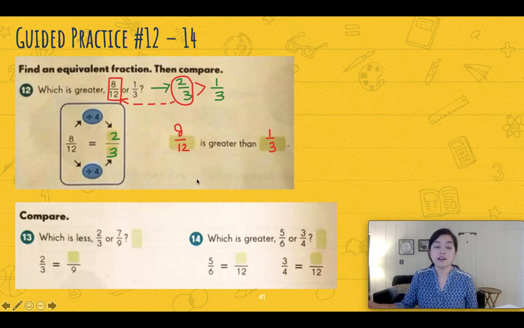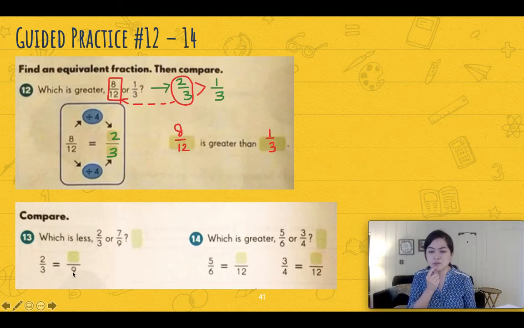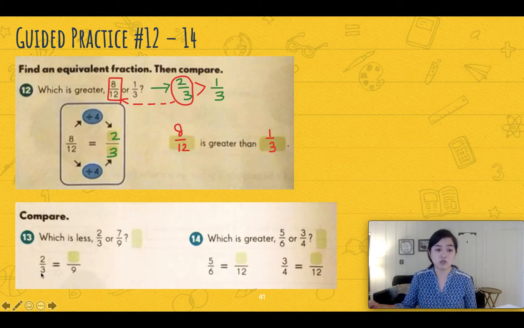All right, let's look at number 13. Which is less, 2/3 or 7/9? So I want to change my 2/3 into an equivalent fraction where my denominator is a 9, because in 7/9 my denominator is a 9, okay? So let's see, from 3 to 9, did I multiply or divide to get 9? 3 times a number equals 9, or did I do 3 divided by a number equals 9?